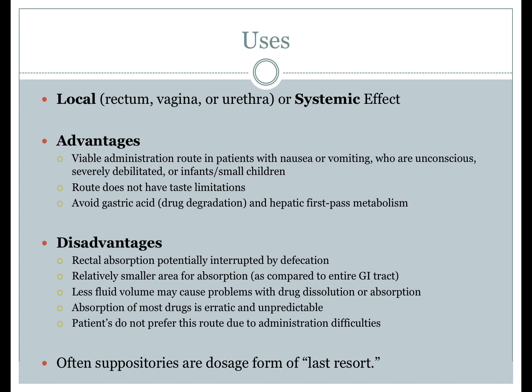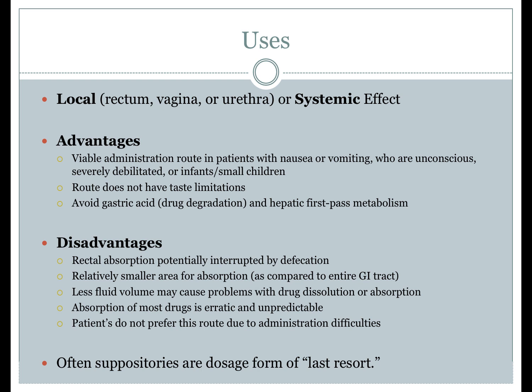Additionally, rectal drug administration avoids hepatic first-pass metabolism because the lower and middle rectal veins bypass the liver and enter the general circulation directly. On the other hand, the use of suppositories also has disadvantages. Rectal absorption of a drug can be interrupted by defecation. Also, compared to having the entire length of the GI tract to absorb a drug given orally, there is much less area available for the absorption of a rectally administered drug, since the rectum consists of only the terminal portion of the colon, which is approximately 15 to 20 centimeters in length.